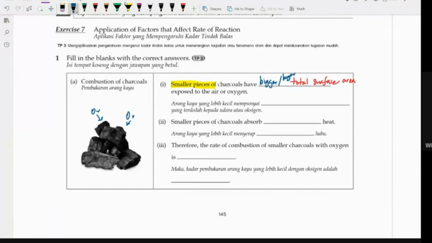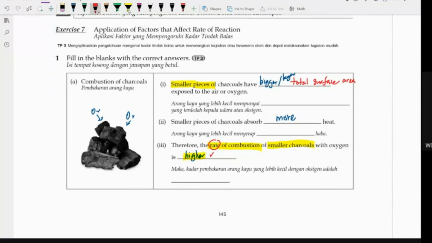Now number 2, a smaller piece of charcoal will absorb what? Absorb more heat. So therefore, the rate of combustion for smaller charcoals with oxygen is higher. Here we mentioned the rate, right? Rate of combustion for the smaller charcoals with oxygen will be higher. When we talk about the rate, we use higher, not faster.